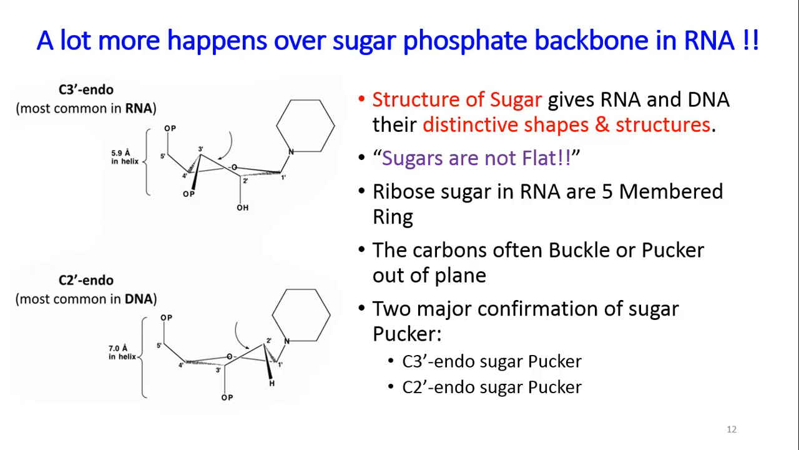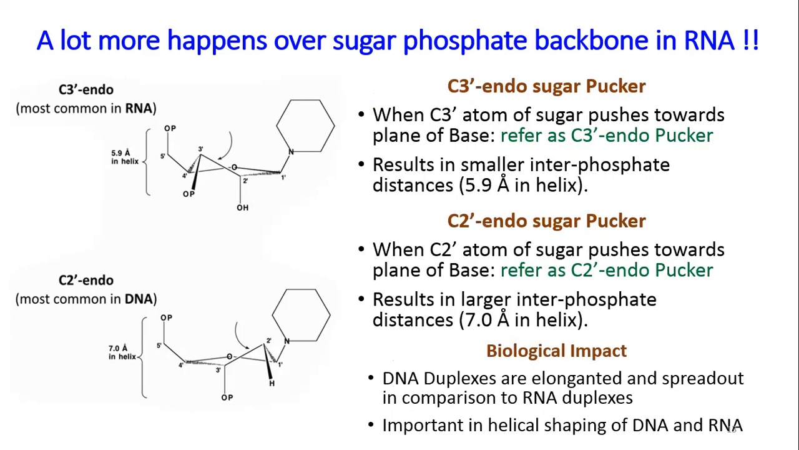Okay, so the difference in the interphosphate distance in RNA as compared to DNA is due to the 3 prime puckering that happens in RNA, which doesn't happen in DNA. In DNA, there is 2 prime endo sugar pucker, and that eventually affects the interphosphate distance. Okay, so this is what we are talking about.